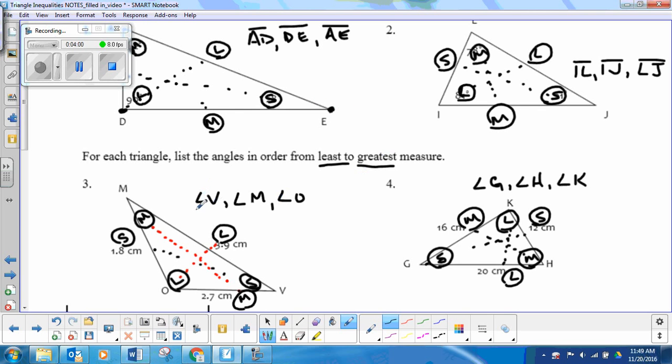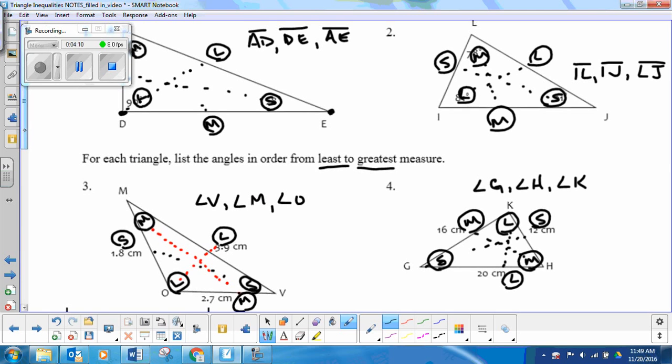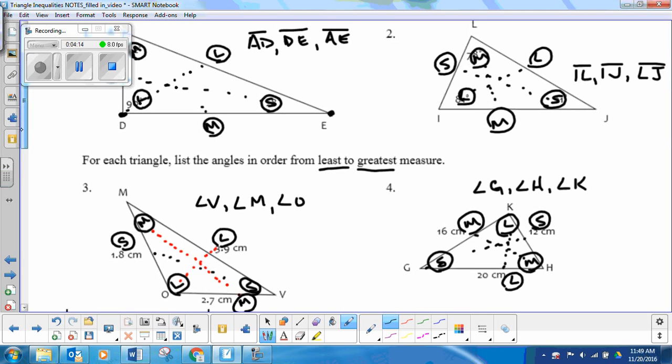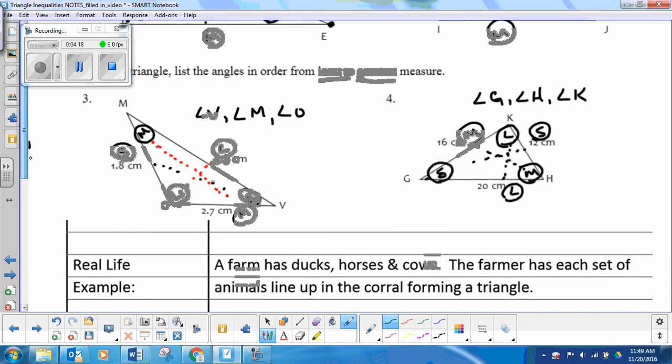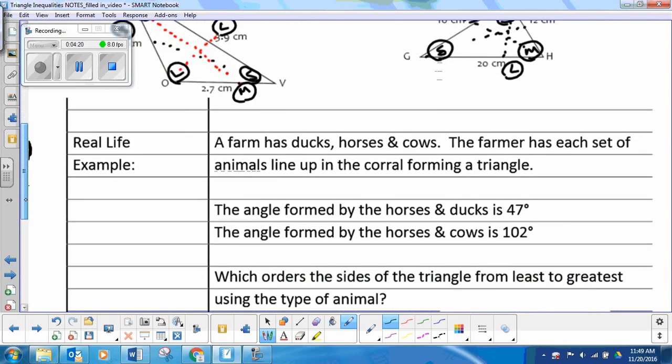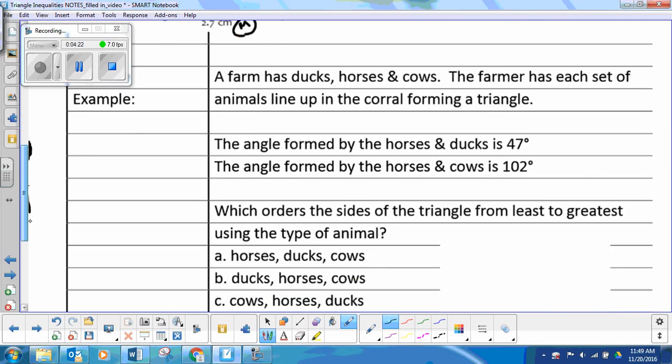And down here we're using angle markings, the symbols for angle, to show angle V is the smallest, angle M, and then angle O. All right, if you have any questions on that, please raise your hand and we will take a look at it for you. If not, let's head back down to the bottom and the last real life example that we have to look at associated with our triangles.